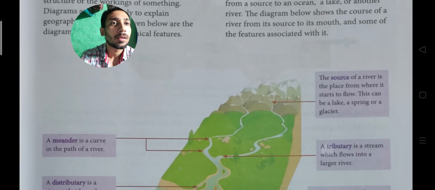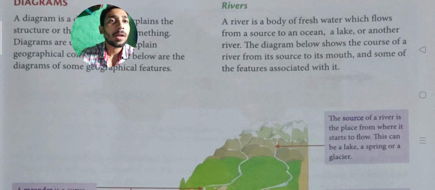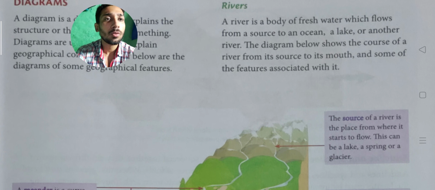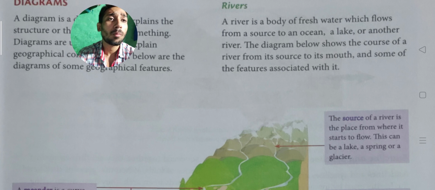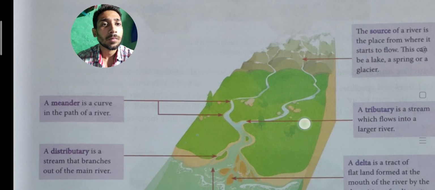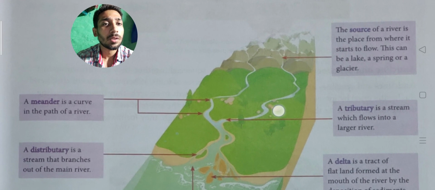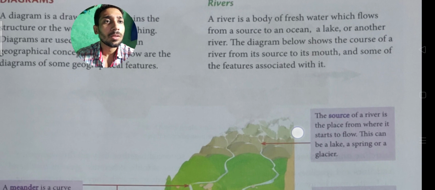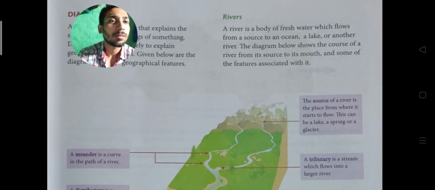Thereafter we are going to the river. A river is a body of fresh water which flows from a source to an ocean, a lake, or another river. The diagram below shows the course of a river from its source to its mouth and some of the features associated with it. Means what is a river? A river is a body of fresh water, means in the river we get fresh water which flows from a source to an ocean. As we can see in the diagram, the source is over there, the Himalaya, and it will end in the ocean. So these are some of the features associated with it.